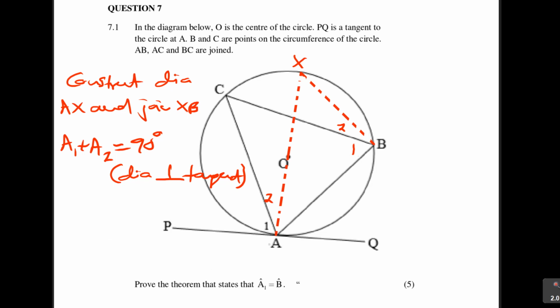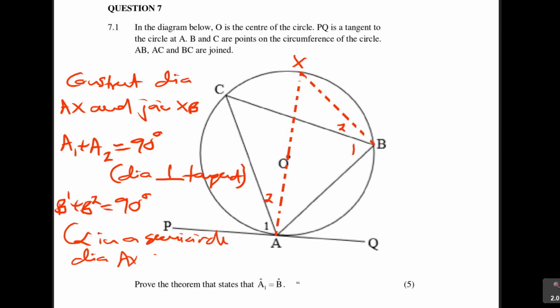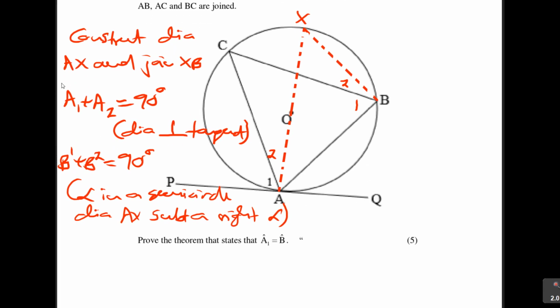And then also look at this angle, the angle in a semicircle. You know this angle is 90 degrees. The diameter subtends a right angle, or angle in a semicircle, right? So you can then also say B1 plus B2 is equal to 90 degrees. And what is the reason? Angle in a semicircle: diameter AX subtends a right angle. All right, so that is that. Then when you have done this, you know that B1 plus B2 is 90, and A1 plus A2 is also 90.